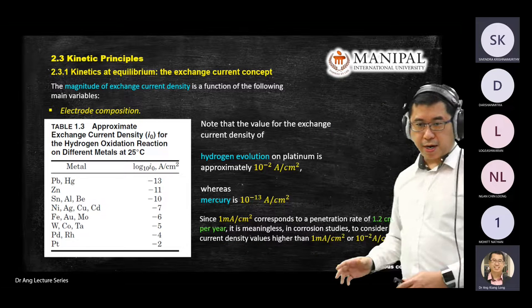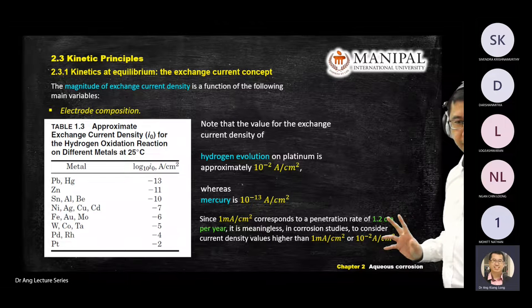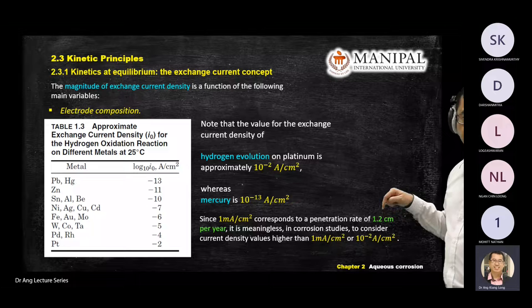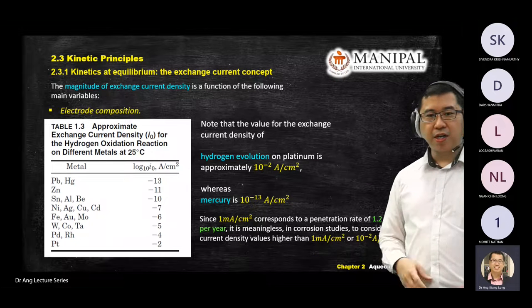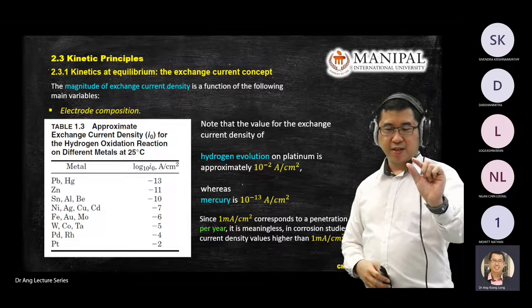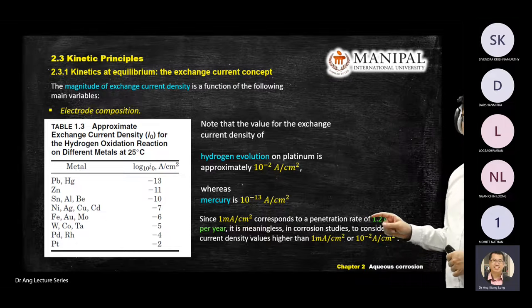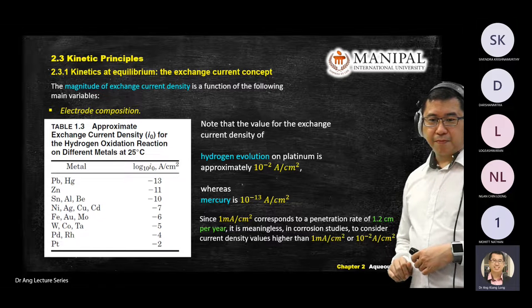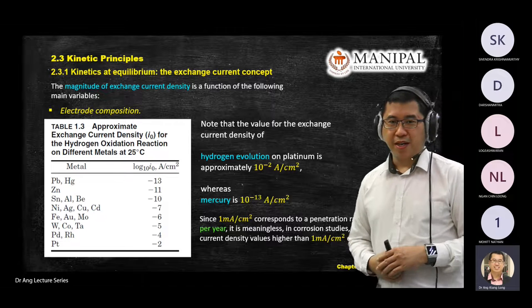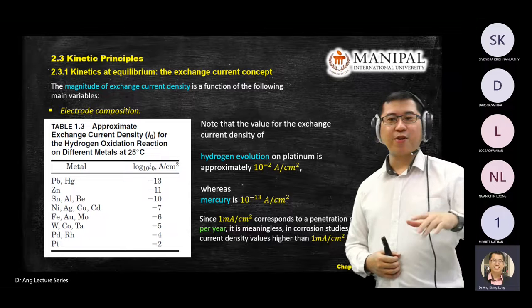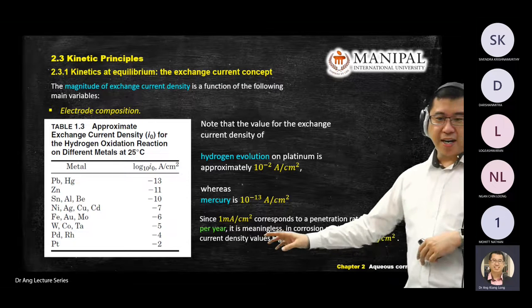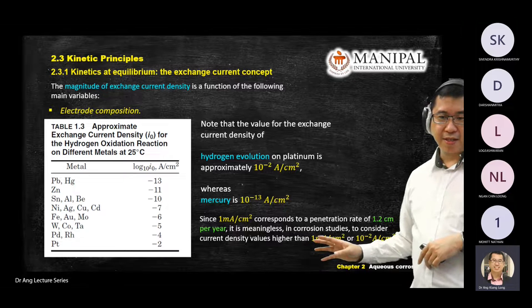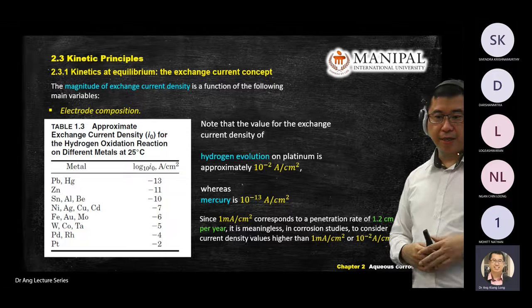So a standard rule of thumb, if you give a scenario, 1 microampere per cm can do a penetration rate of 1.2 cm per year. So you imagine in 1 year only 1 cm is lost. 1 cm is very small, right? So basically, if your value is less than negative 3, for civil application, normally we would just treat it as a safe environment. So the statement says, if the value falls below negative 3, it can be considered meaningless.